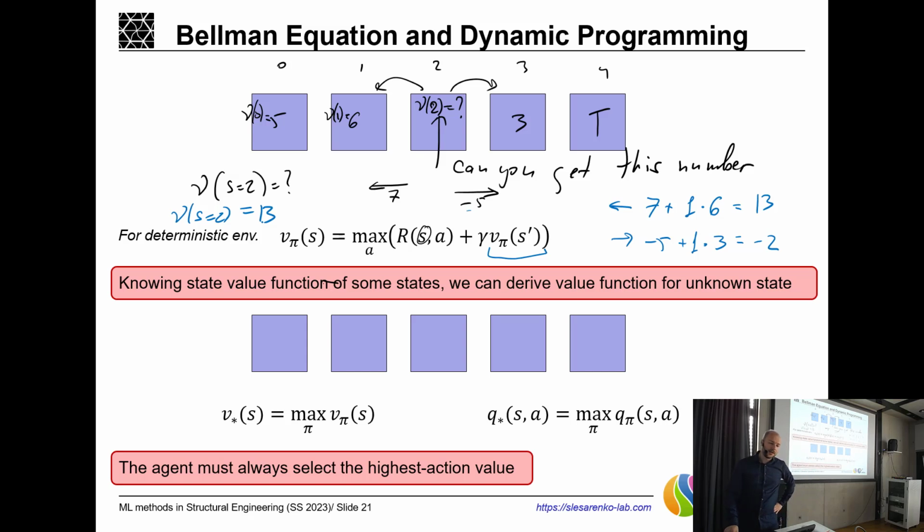So right now, the reason this is specifically formulated is that we assign some states like 5, 6, and now we know 13, 3, and t. So now the question is where to move. The strategy says that for the optimal policy, the agent must always select the highest action value. In this case, that's exactly what we did. So we need to move left.